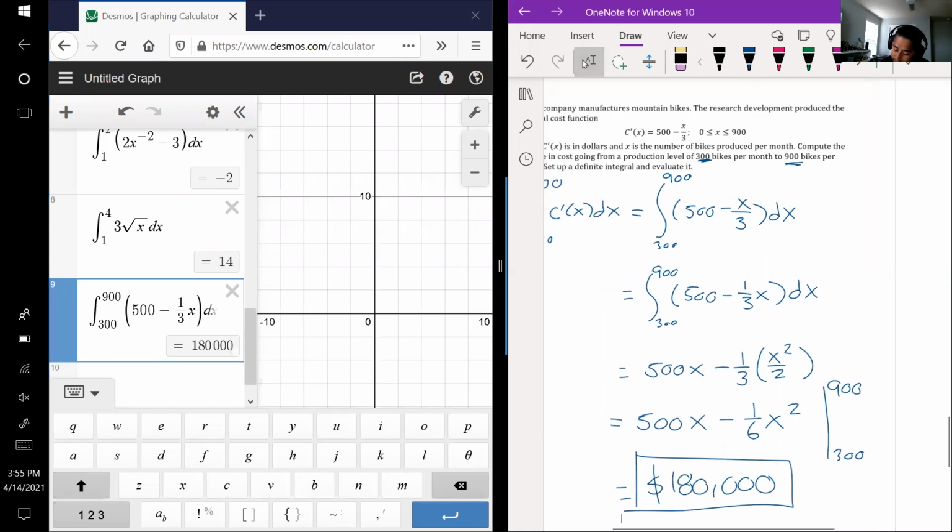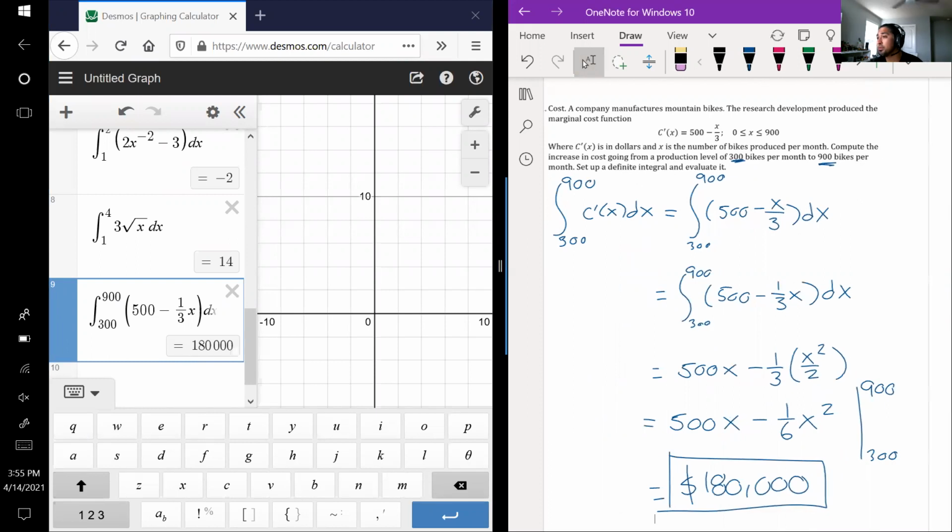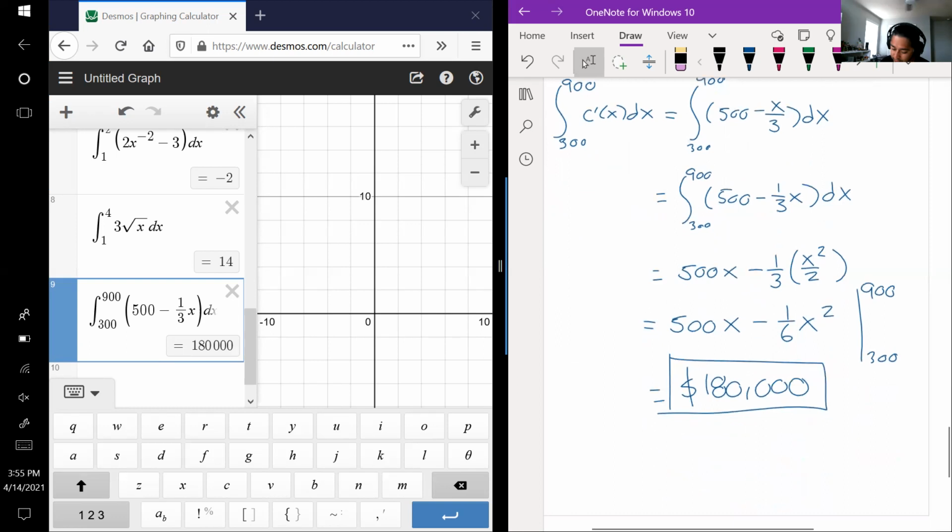So for this problem, it said compute the increase in cost going from a production level of 300 bikes to 900 bikes per month. So if we go from 300 bikes per month to 900 bikes per month, costs will increase by $180,000.